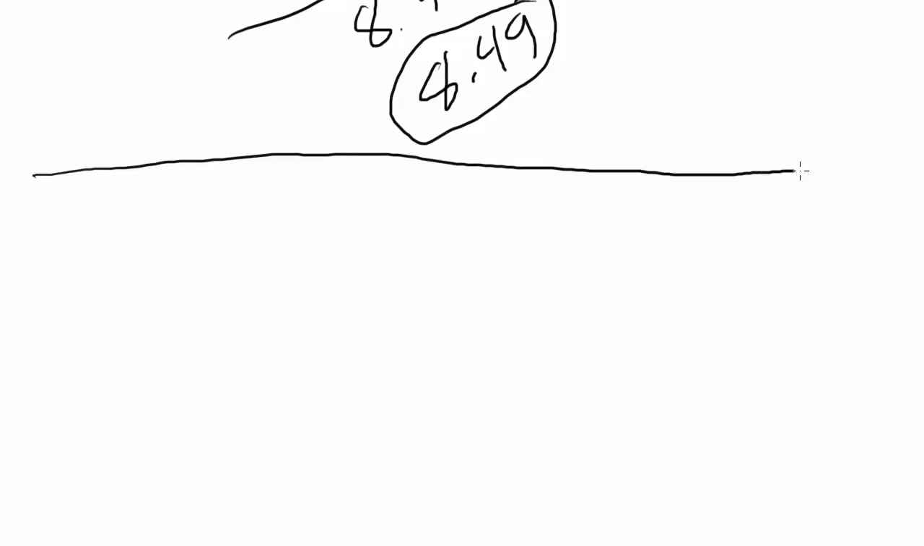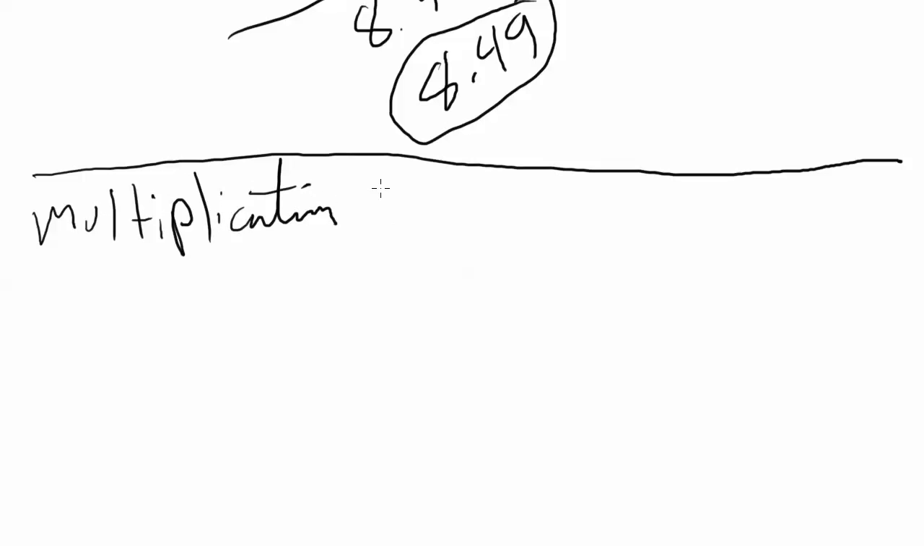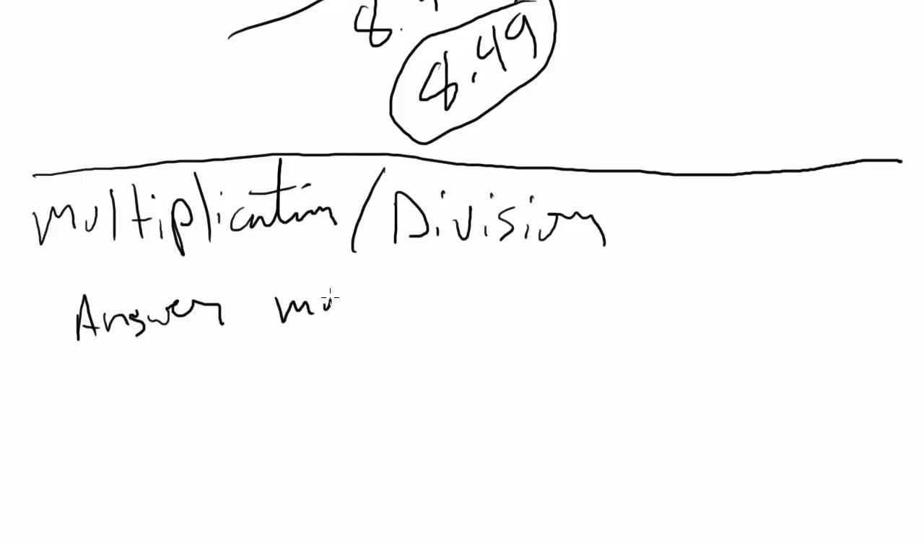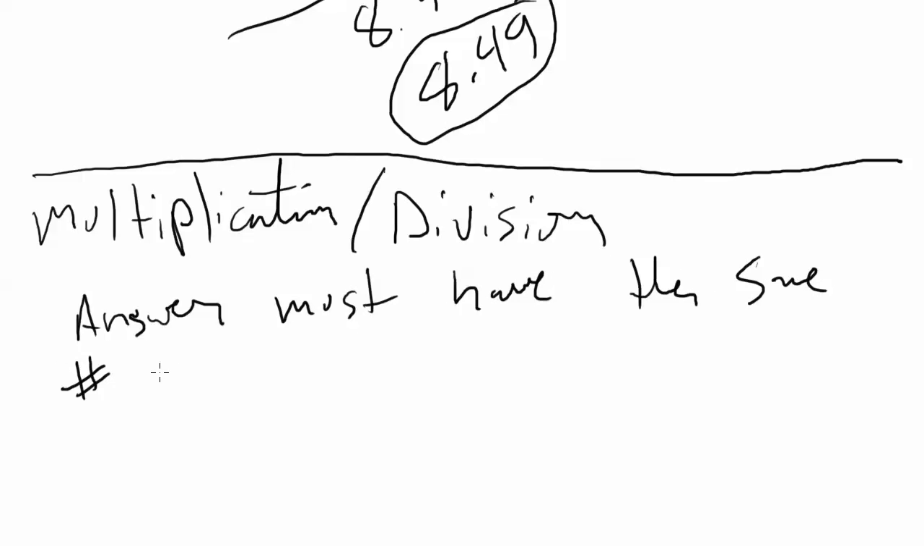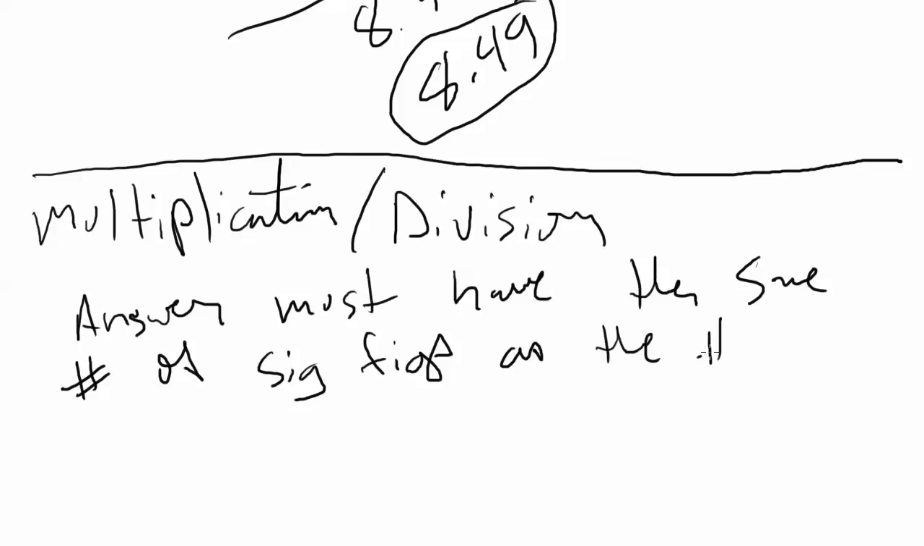Here is how you do multiplication and division. It's a little easier. Your answer must have the same number of significant figures as the number in the problem with the least.